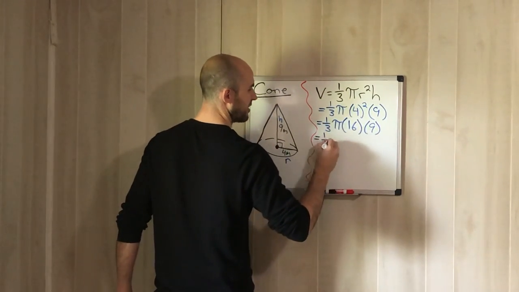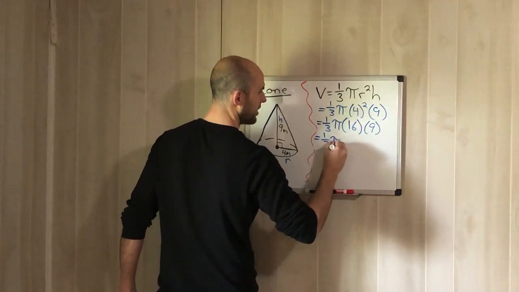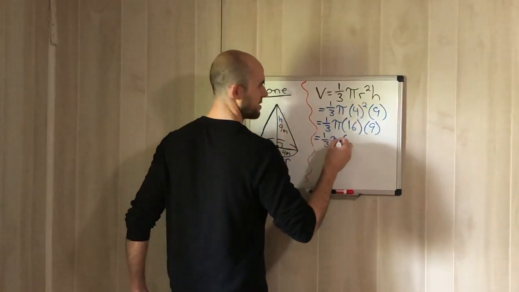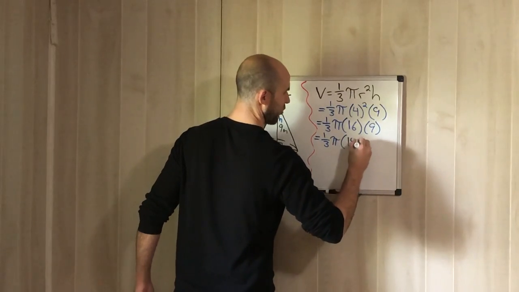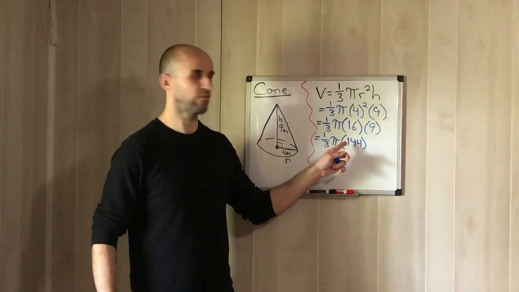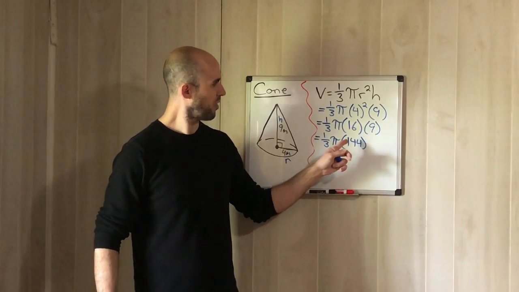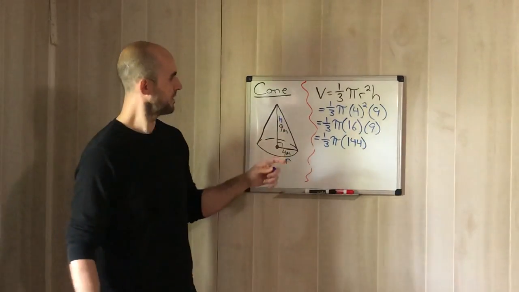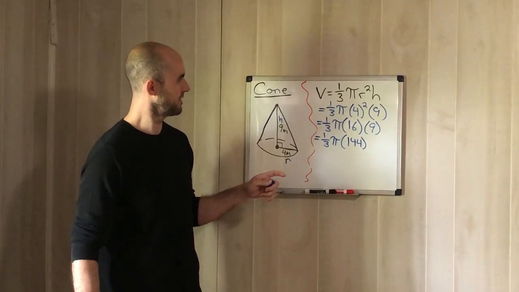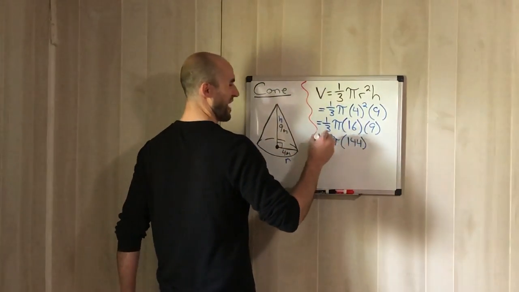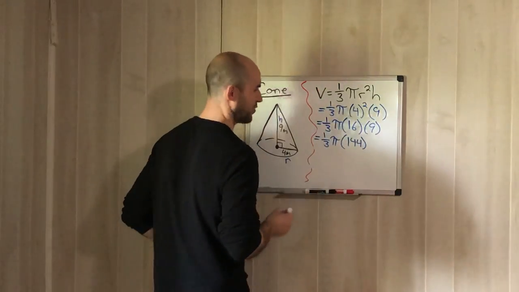So bring down the 1/3, bring down the pi. We know that 16 times 9 is going to end up giving us 144. Okay? And all I did to get 144 was 16 times 9. So we had 1/3 times pi times 144.